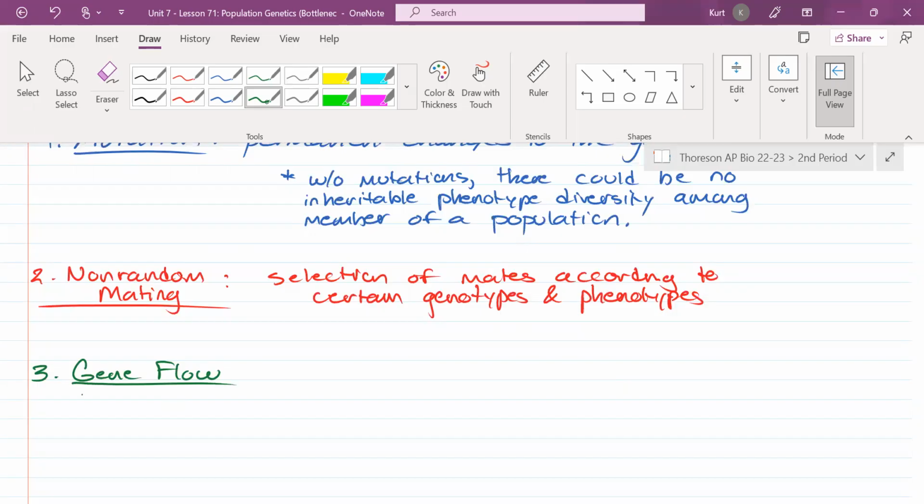Next one, number 3, gene flow. Gene flow is also migration. This is the movement of alleles between populations.